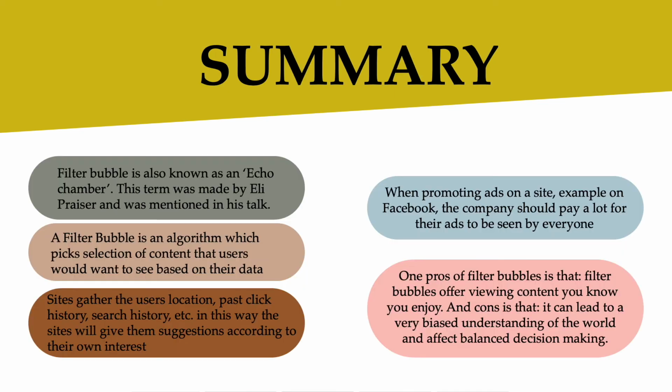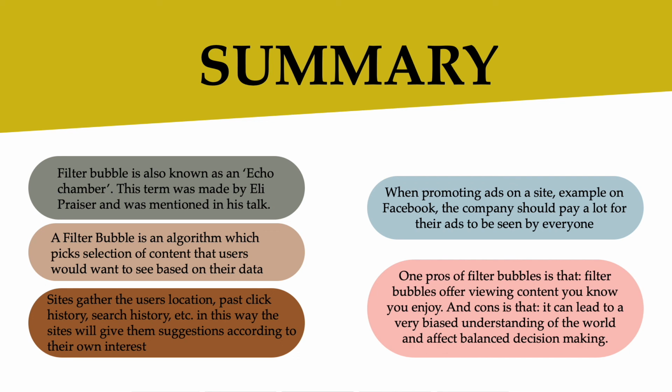Last but not least, our summary. Filter bubble is also known as an echo chamber. The term was made by Eli Pariser and was mentioned in his talk. A filter bubble is an algorithm which picks selections of content that the user would want to see based on their data. Sites gather the user's location, past click history, search history, etc. In this way, the sites will give them suggestions according to their own interest.